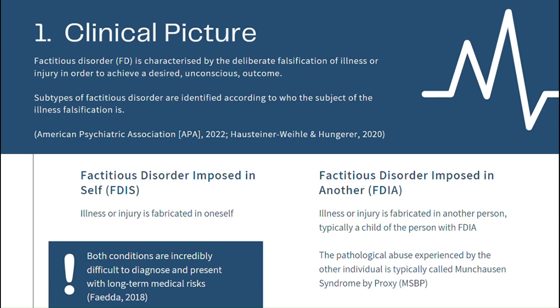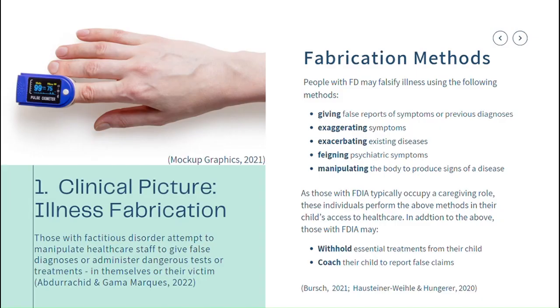These conditions are incredibly difficult to diagnose and they present with long-term medical risks. So the main feature of factitious disorder is the fact that illnesses are fabricated. Illnesses are fabricated through multiple methods. One of these can be just lying about the symptoms experienced by the person who has factitious disorder, either about themselves or about the person that they are trying to present as ill. The individual can also exaggerate symptoms or make symptoms worse. They can even induce symptoms by making themselves or another person sick.